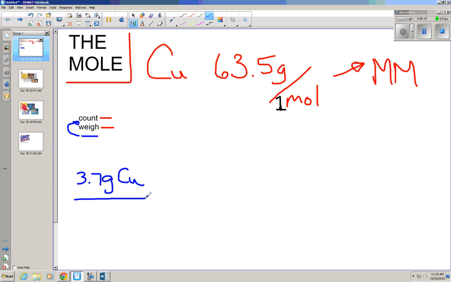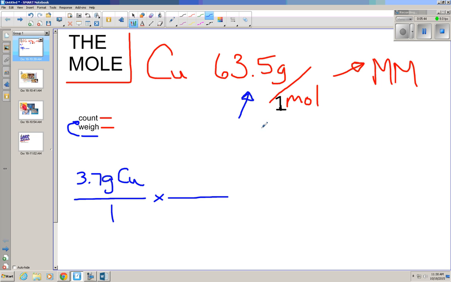And the answer, of course, is yes. I'm going to show you how to do this. Take what you're given. You always take what you know. I know 3.7 grams of copper, and I can put it over 1 just for fun. And I need to convert it to moles of copper. Now, here's your conversion factor. I know that there are 63.5 grams in 1 mole of material.